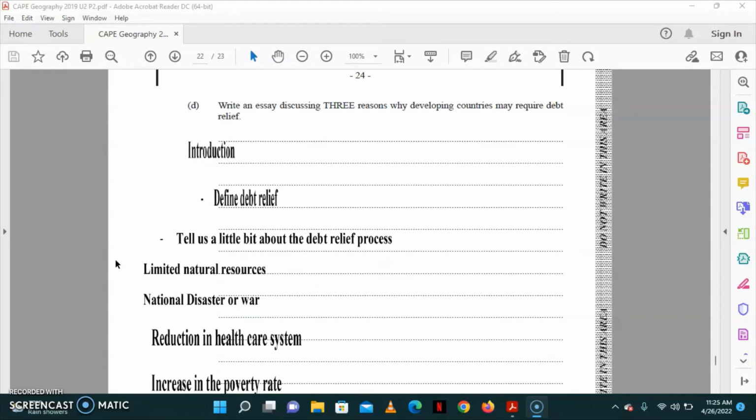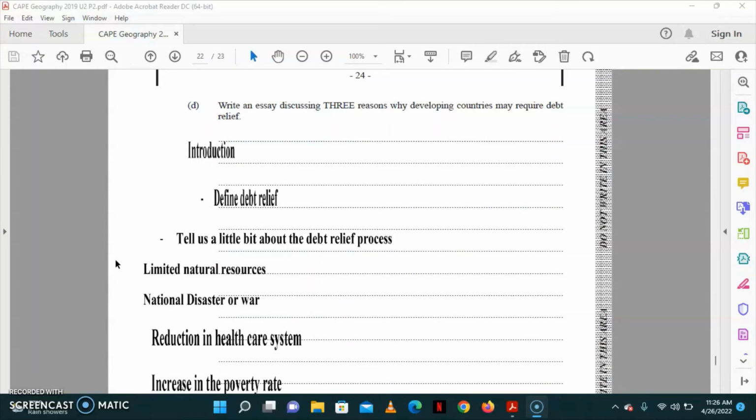so that they are able to develop economically. Now, 3 reasons why developing countries may require debt relief are: the first one is that developing countries may require debt relief due to depletion or a limited amount of natural resources, hence leading to a decrease in the economic development in the country. Due to low economic development, the country may require debt relief to rebuild its economy. So if the economy is not strong or is not developing properly in that country, the country may require debt relief.